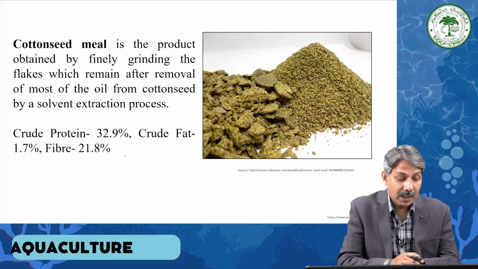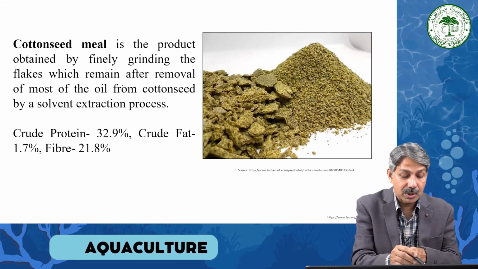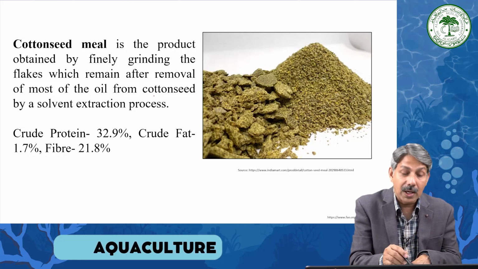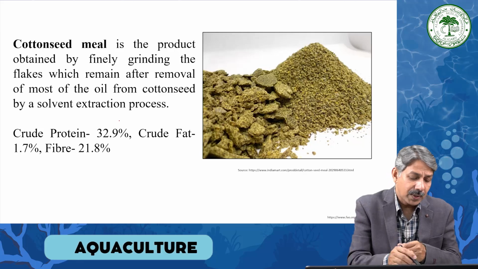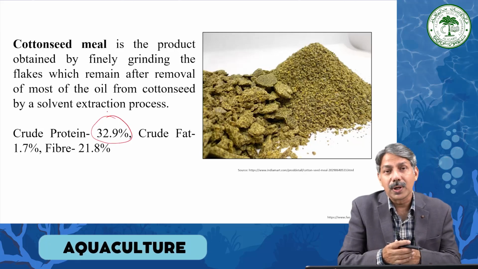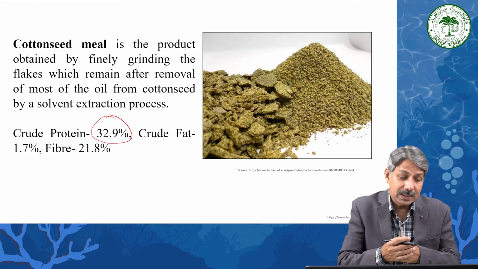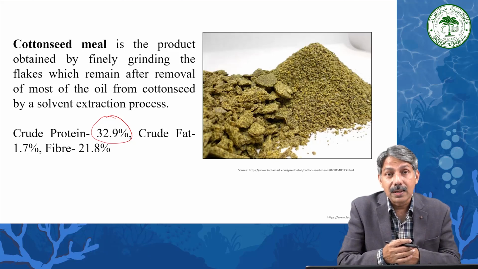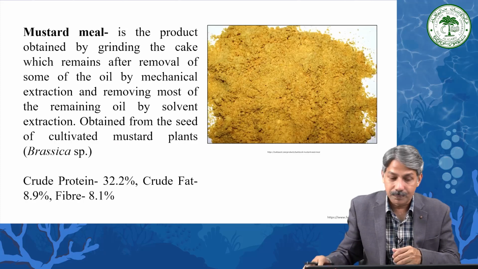Cottonseed meal, again the byproduct of finely grinding the flakes which remain after removal of most of the oil from cottonseed by solvent extraction process. We have protein content of about 32.9%, that may vary in the varieties of these plant oil seeds, and the region where they are being grown. It depends on a number of factors what will be the protein content and oil content, but on an average they will remain around what is reported here.